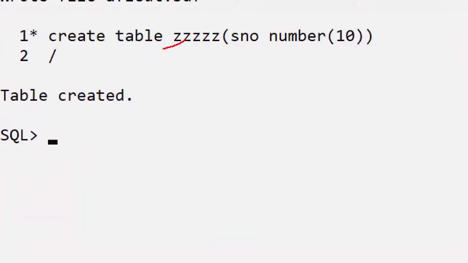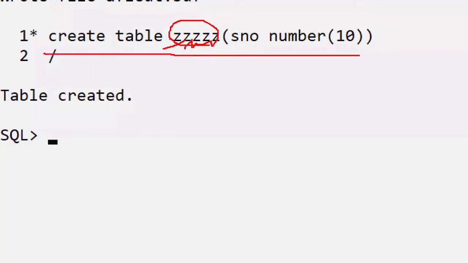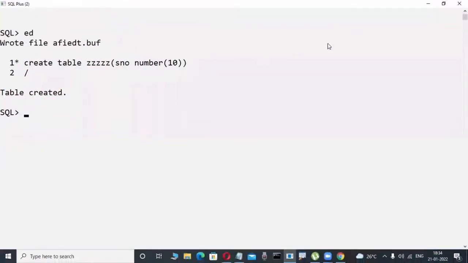Slowly observe here. Z is the name I am giving. The table I'm creating is in my Oracle database or SQL Server database or MySQL database. Table is created. Slowly observe it here. This table is created.